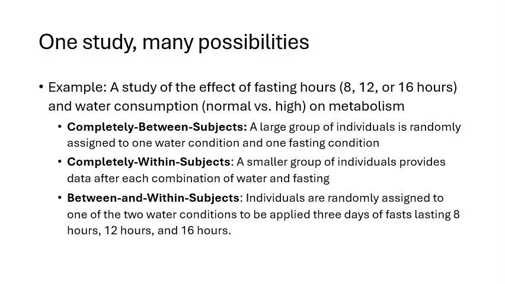Or we could do a mixed design, between and within subjects. Individuals would be randomly assigned to just one of the two water conditions, either normal or high, and they would apply it each day of 3 days of fasts lasting 8 hours, 12 hours, and 16 hours. And so you can see that it's up to the researcher to make the decision about how they want to approach it, and you'll see all of these when you read studies using ANOVA.